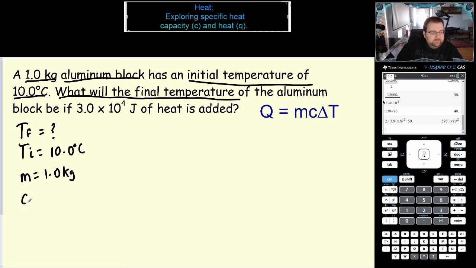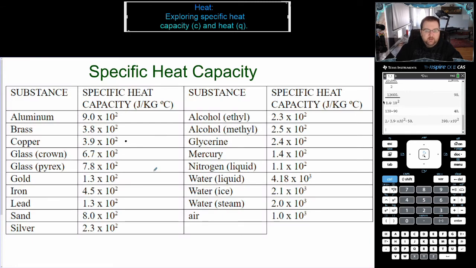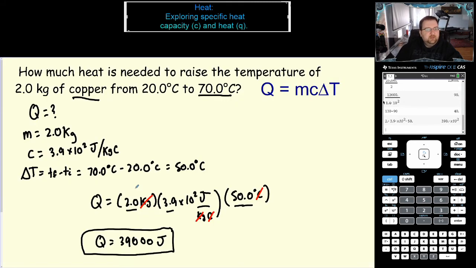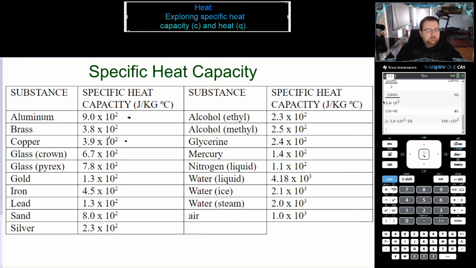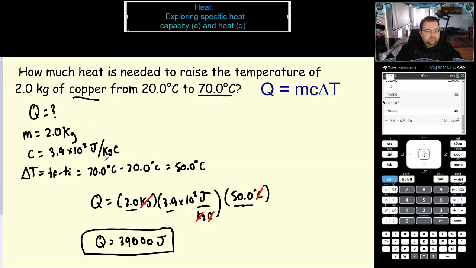And so that means we are going to have the specific heat capacity. We just have to look it up. An aluminum block, where's aluminum? There it is, 9 times 10 to the 2. So our aluminum block is 9 times 10 to the 2 joules per kilogram Celsius. I just want to double check my sig figs. Yeah, they gave me 2.